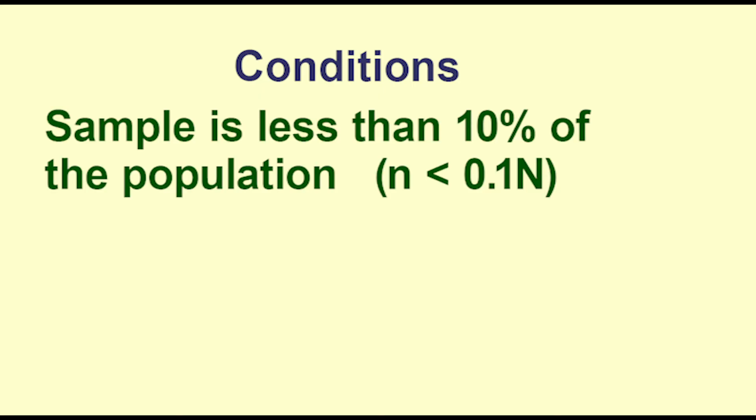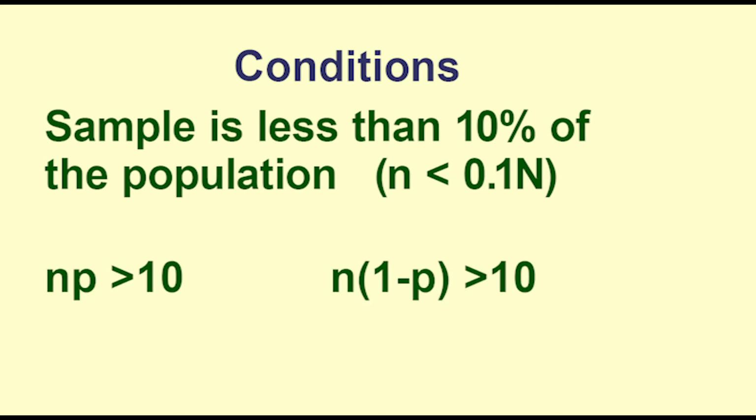There are two conditions we need to test for to make sure that it is valid to use this formula. We need to make sure that we're not testing more than 10% of the population, and the following must hold: np is greater than 10 and n(1 minus p) is greater than 10.